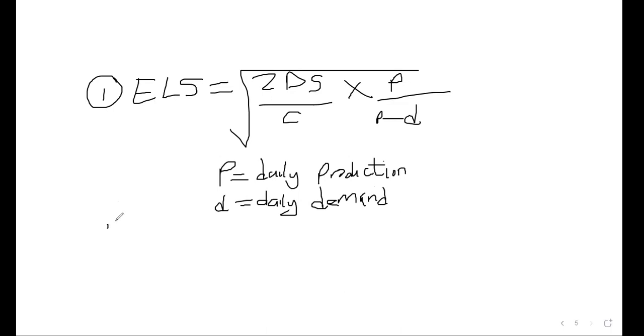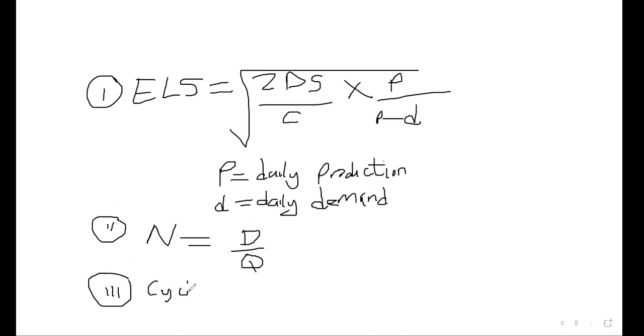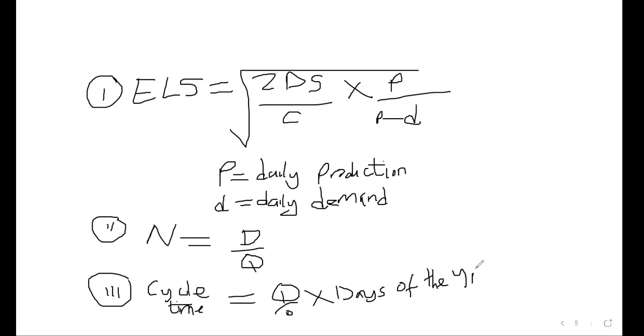Then number 2, we have to look at the number of production runs. N is equal to D over Q. So this is the number of production runs. Then cycle time. Cycle time is equal to Q over D multiplied by the days of the year. So this is what we have.